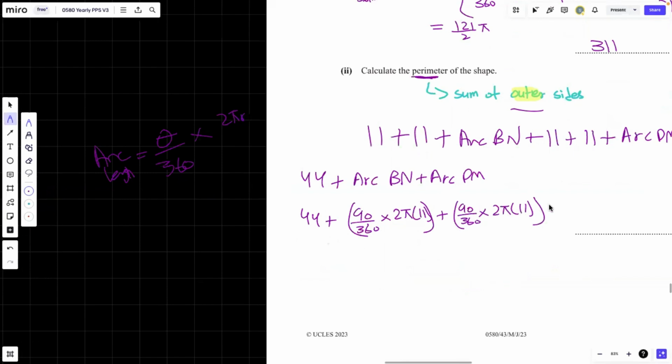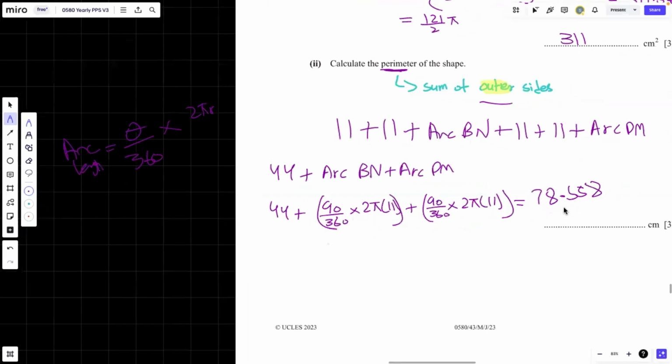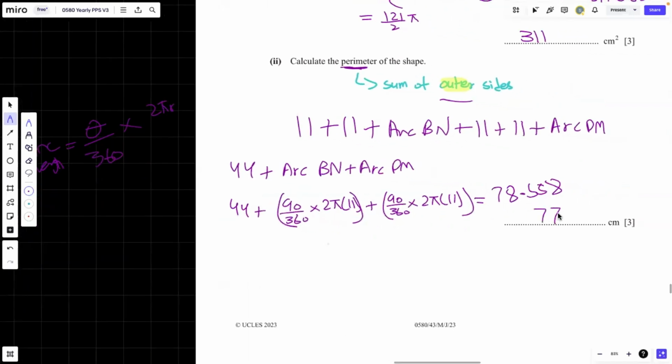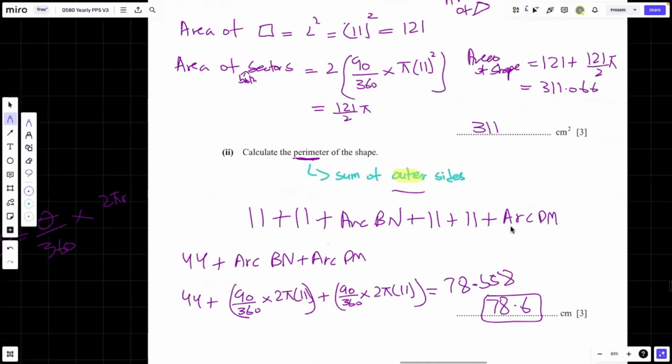So we're getting the perimeter to be 78.558, which to three significant figures is 78.6 as the final answer, the perimeter of the entire shape.